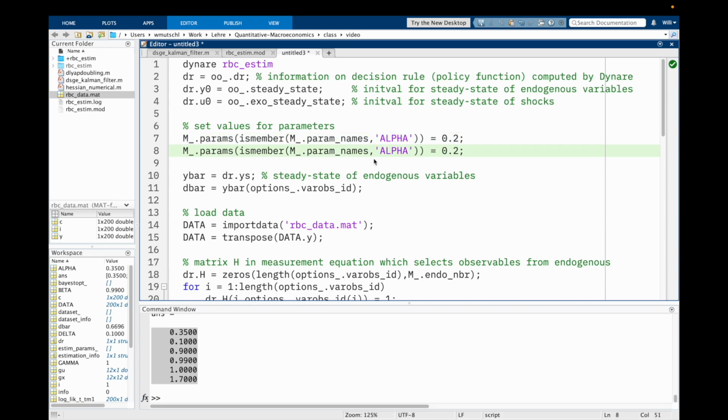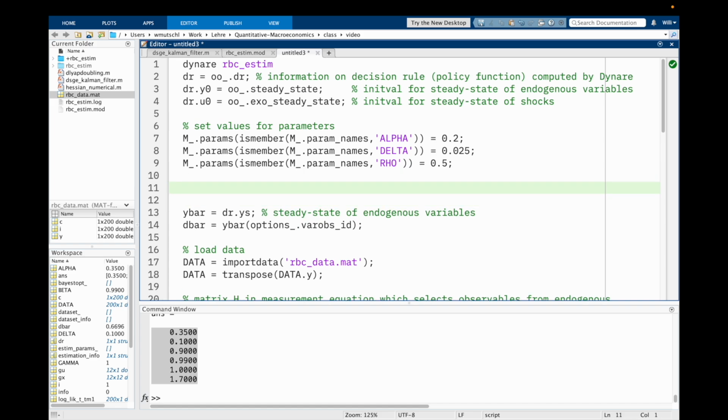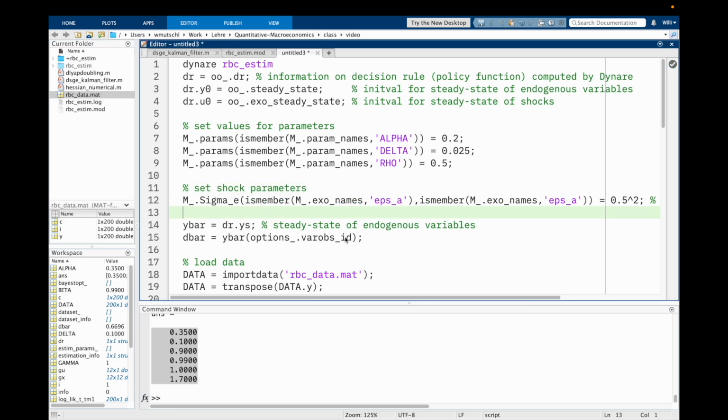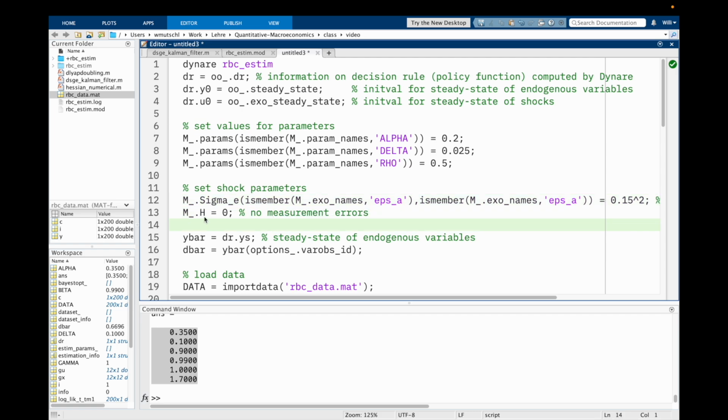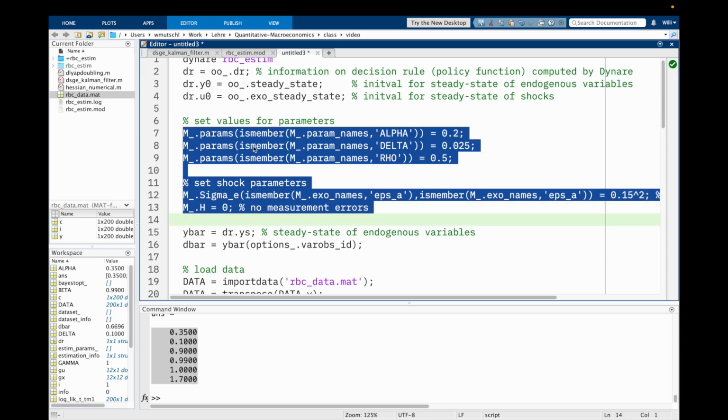And I want to change the delta to 0.025. And I want to change the rho to 0.5. Maybe I also want to set the shock parameters differently. So maybe I want to change that to 1.5 squared. And maybe I want to add a measurement error. Let's stick to the no measurement error convention here. So let me now change the parameters.